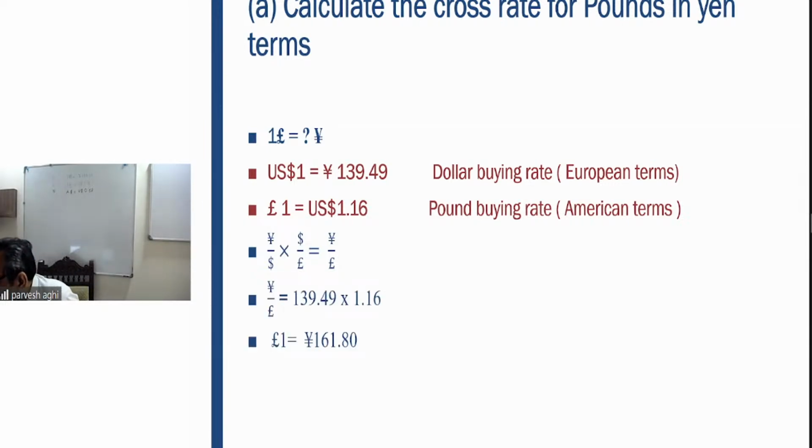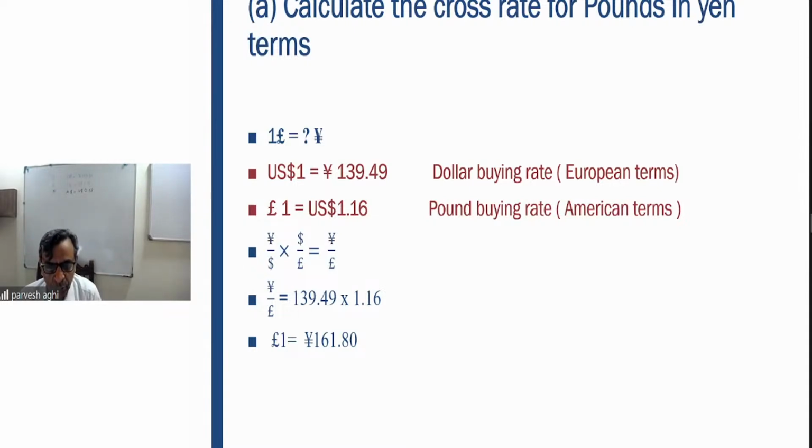So it comes to 161.81. Yes, you're all right. Of course, sometimes you may not get the answer right up to the decimal place. £1 is equal to 120 yen. So Viraj, you need to just look at what mistake you have made. So have you got it?